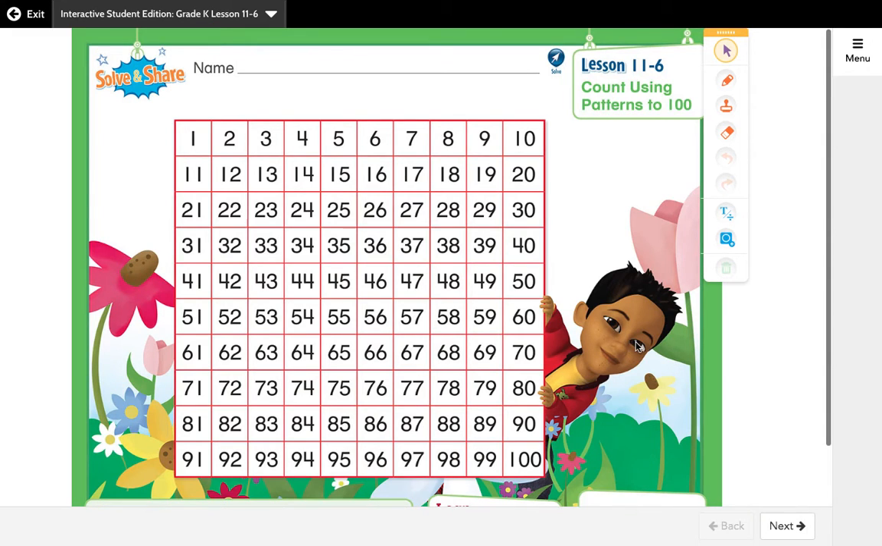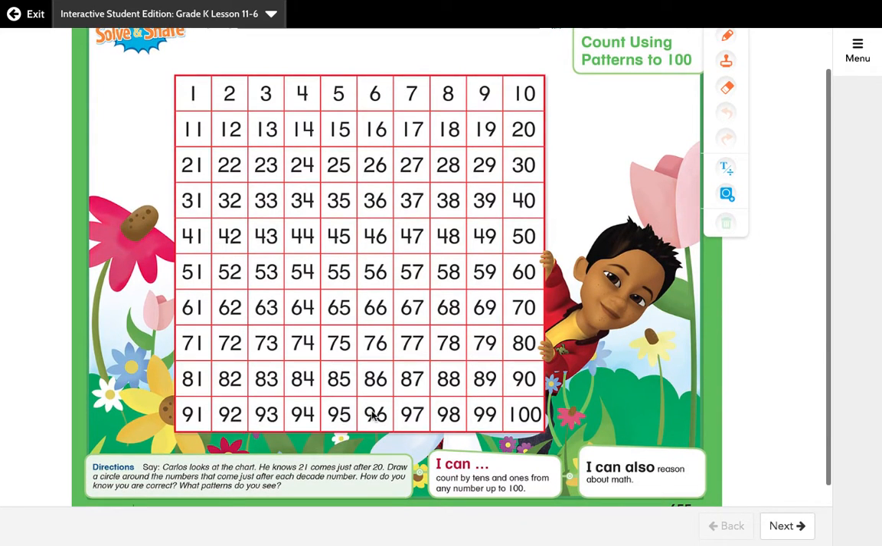Okay, so for our interactive student edition for 11-6 today, it's loading up here. We're going to really focus on using the vocabulary that this has been talking about with columns and rows. So make sure your kiddo knows what those are. And so when we're looking at this 100 chart right here, again, you can ask them, what's this called? How do we know what numbers are on it? You can ask them to count the whole chart.